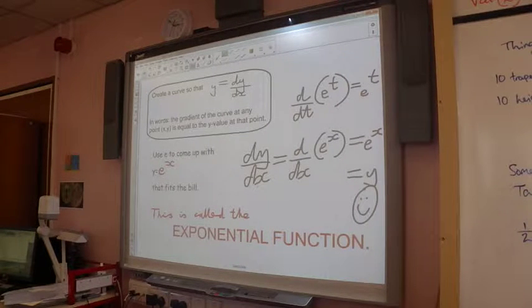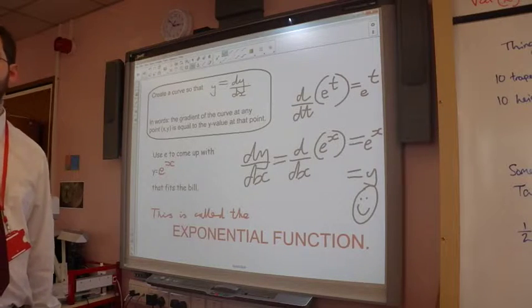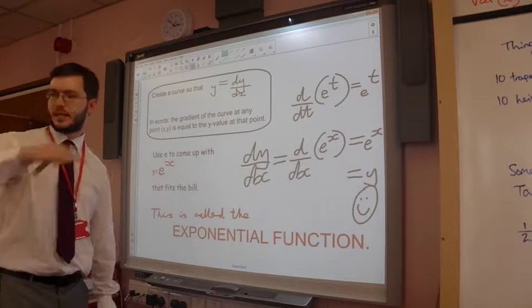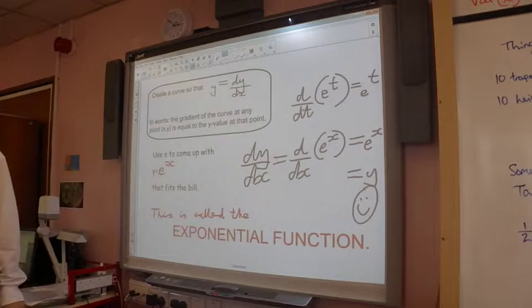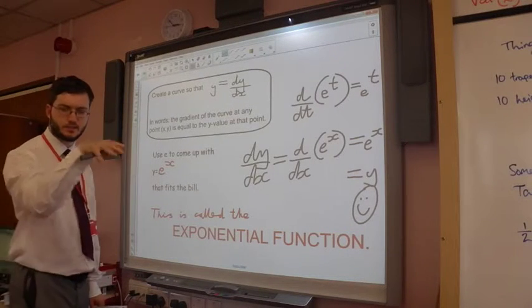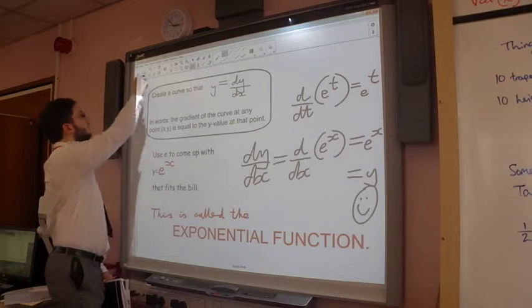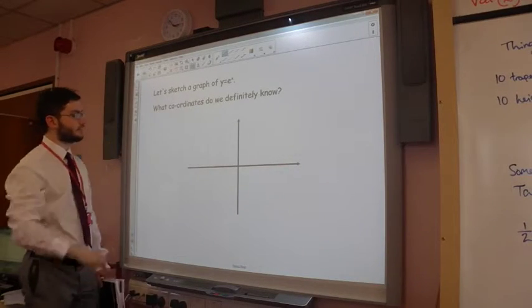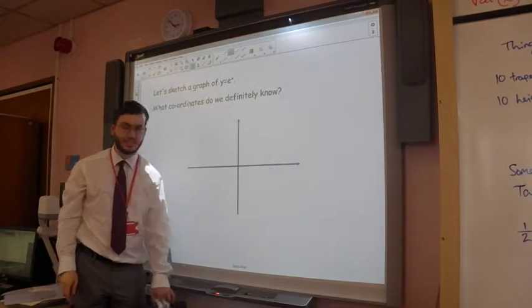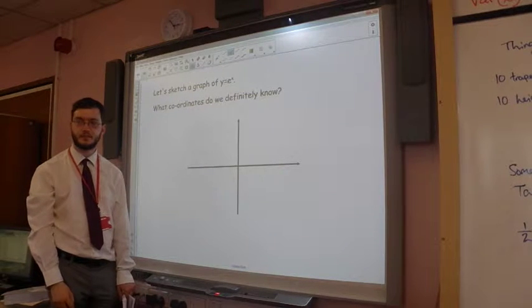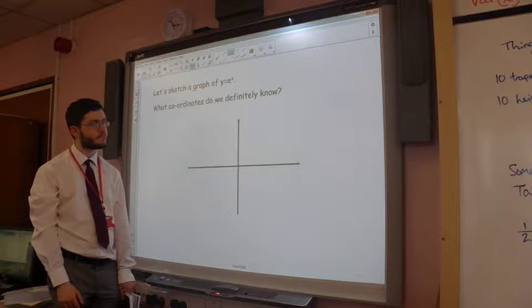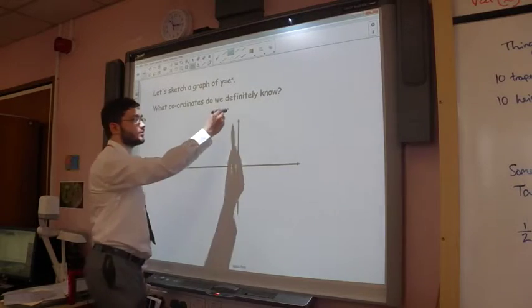All right, so we've got some y-intercepts. We've got some curves going uphill in some way. We've got some with gradients that decrease with time, or decrease with x. Well, I've got my lines up here. So what coordinates do we definitely know for this curve? Y-intercept. We know the y-intercept.